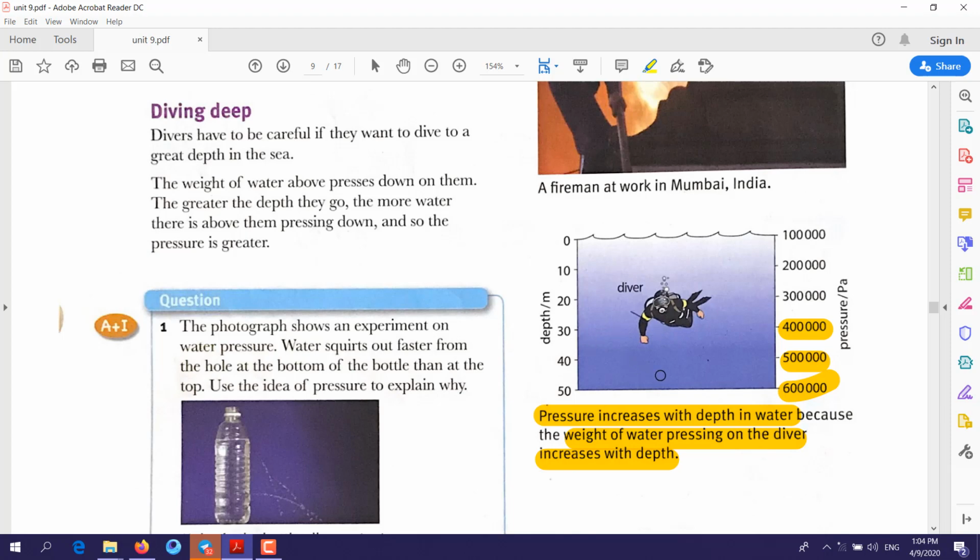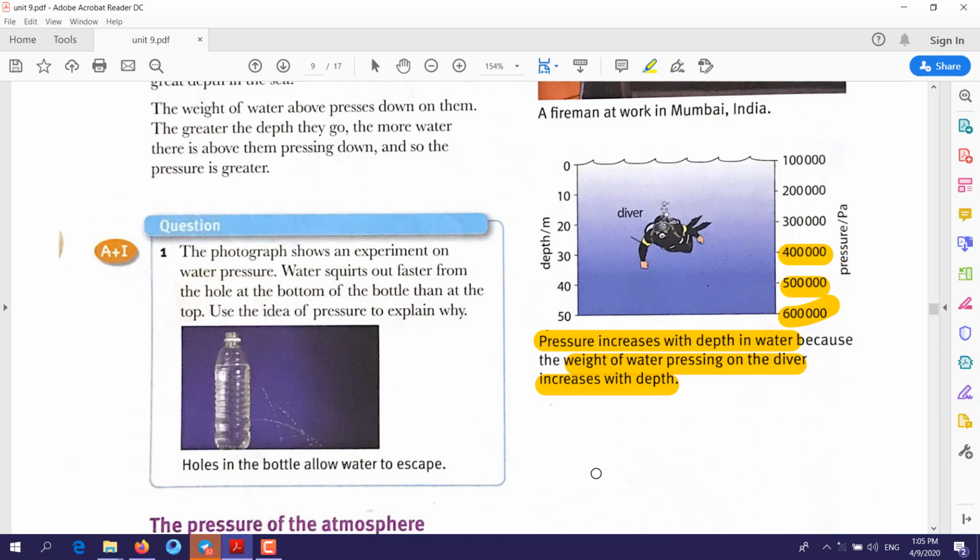So a question here will say, at which point is the pressure more? For example, at 50 meters, 30 meters, or 10 meters. At which depth do you think the pressure will be more? The answer, of course, is 50. Explanation: because the weight of water pressing on the diver increases with depth.